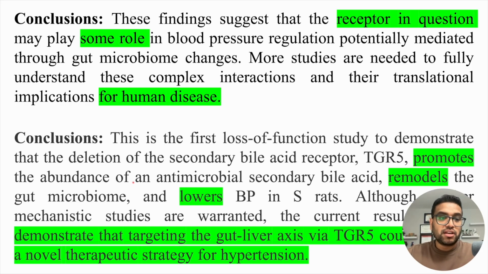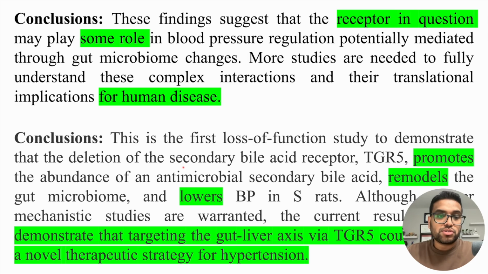But a clear conclusion could be something like, the novelty of this work: this is the first loss of function study, and it promoted the abundance of antimicrobial secondary bile acid, remodeled the gut microbiota, and lowered blood pressure. And what does that imply? It says that this demonstrates that targeting the gut liver axis via TGR5 could be a novel therapeutic strategy. So it also gives a reason why people should care about this particular study, because this study was more for hypertension rather than human disease as a whole.